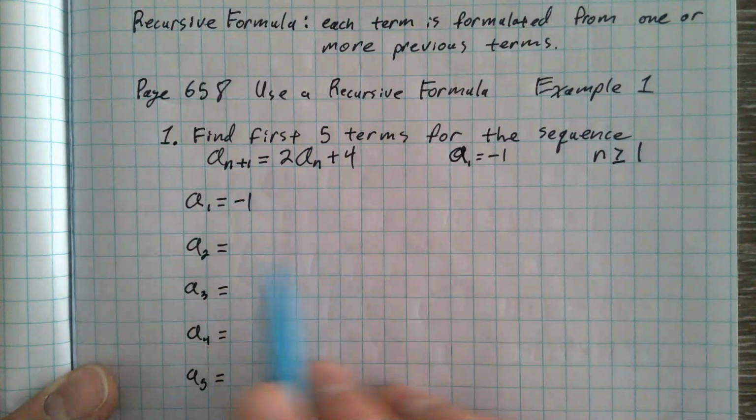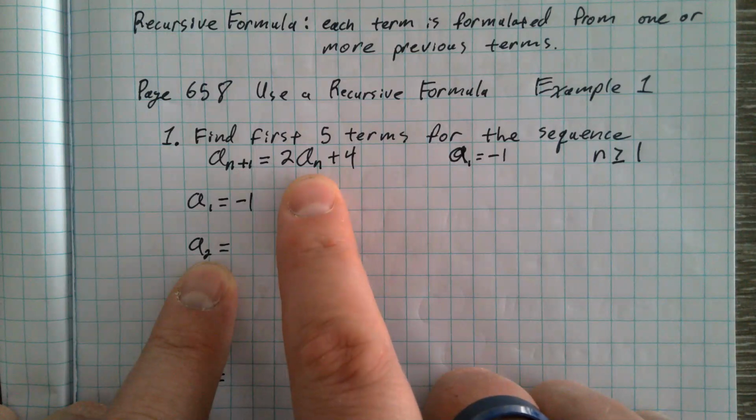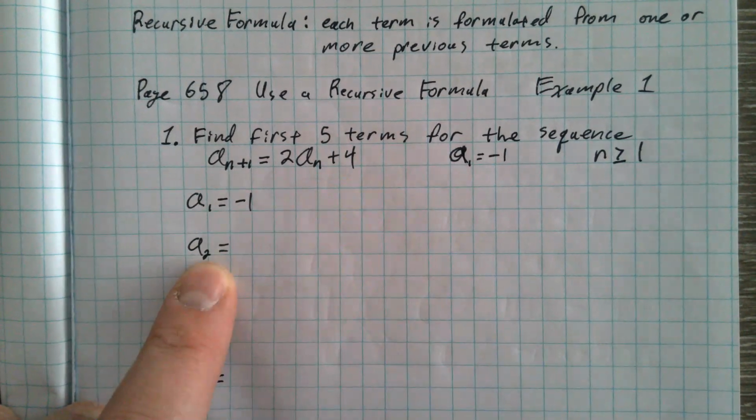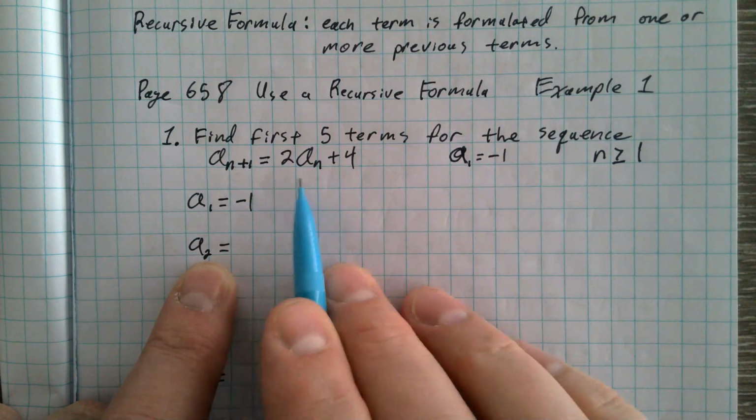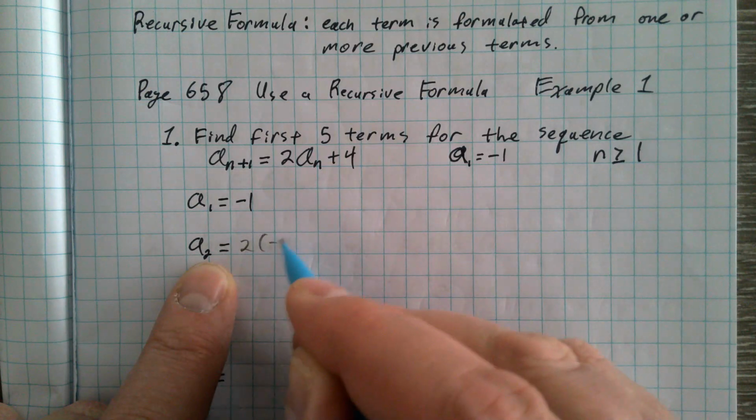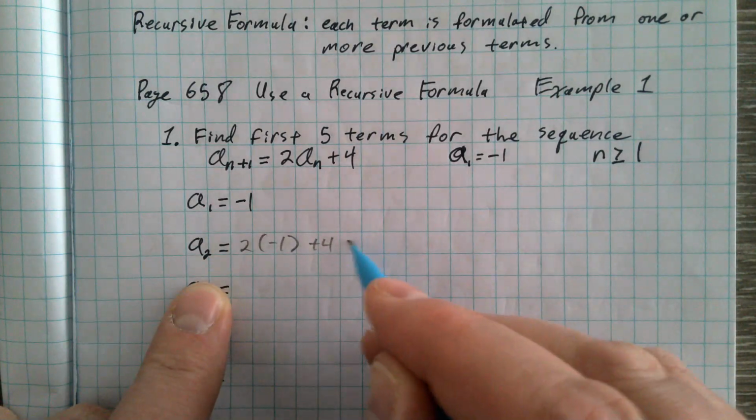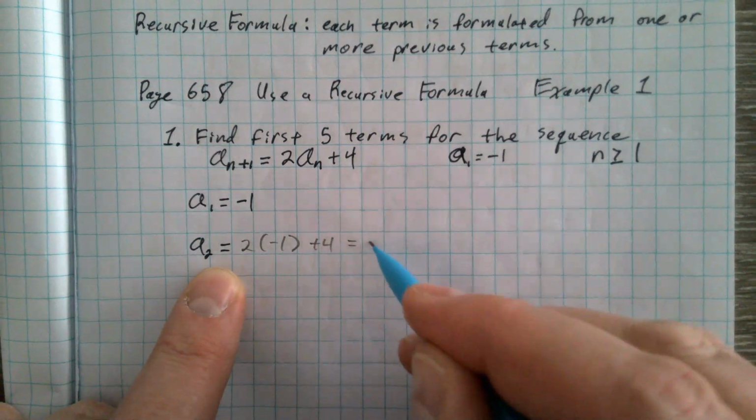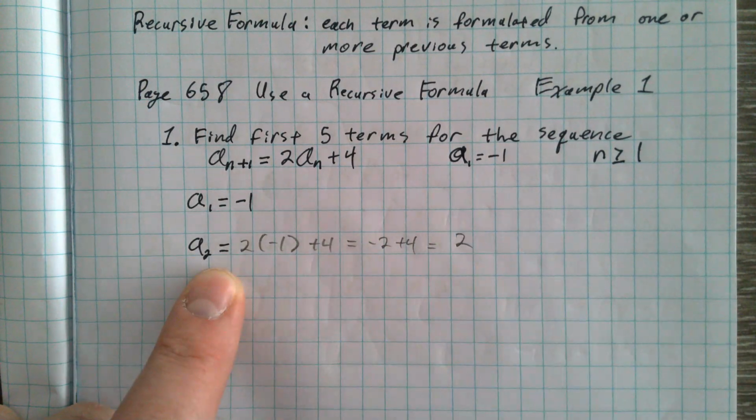To find our next term, you take the previous term, multiply it by 2, and add 4. Actually, I'm just going to write this whole thing out. 2 times negative 1 plus 4 equals 2 times negative 1 is negative 2 plus 4, which equals 2.